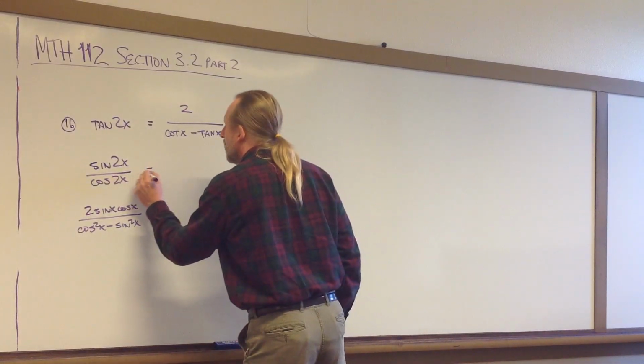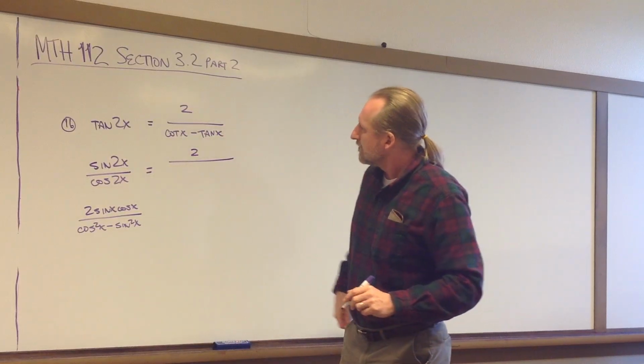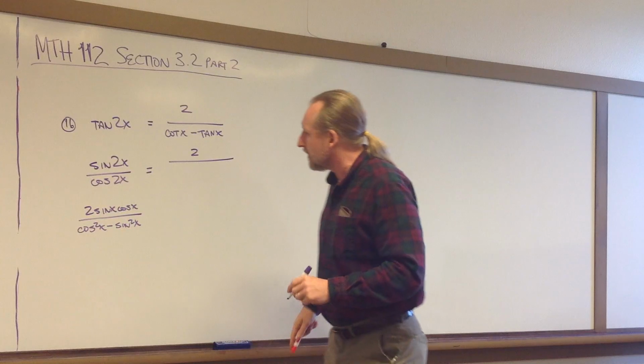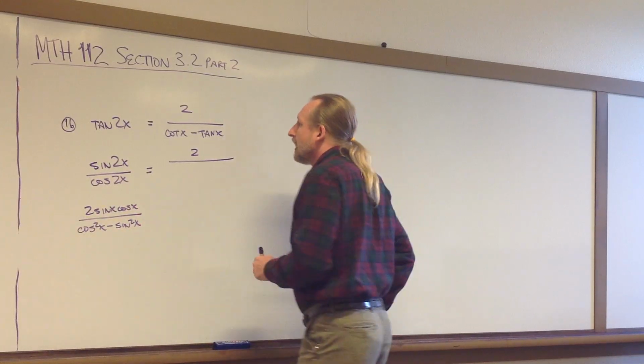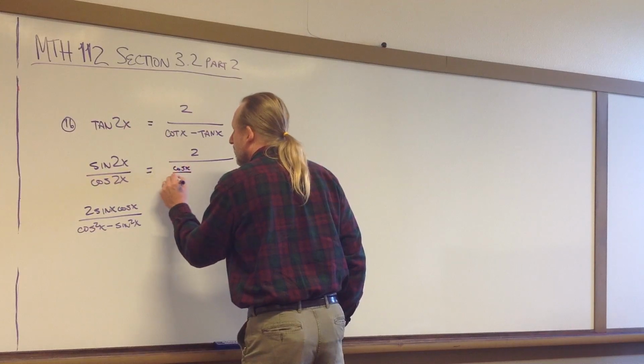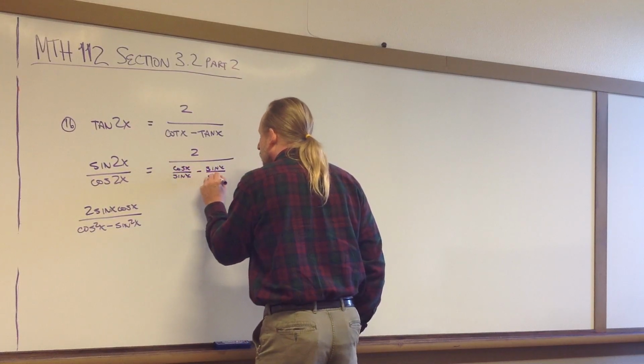Over here, let's see, we've got a 2. Well, it looks like we're headed here. We've already got the 2 in there, so hopefully we'll get the rest of this as we work through it. So this is cosine x over sine x minus sine x over cosine x.